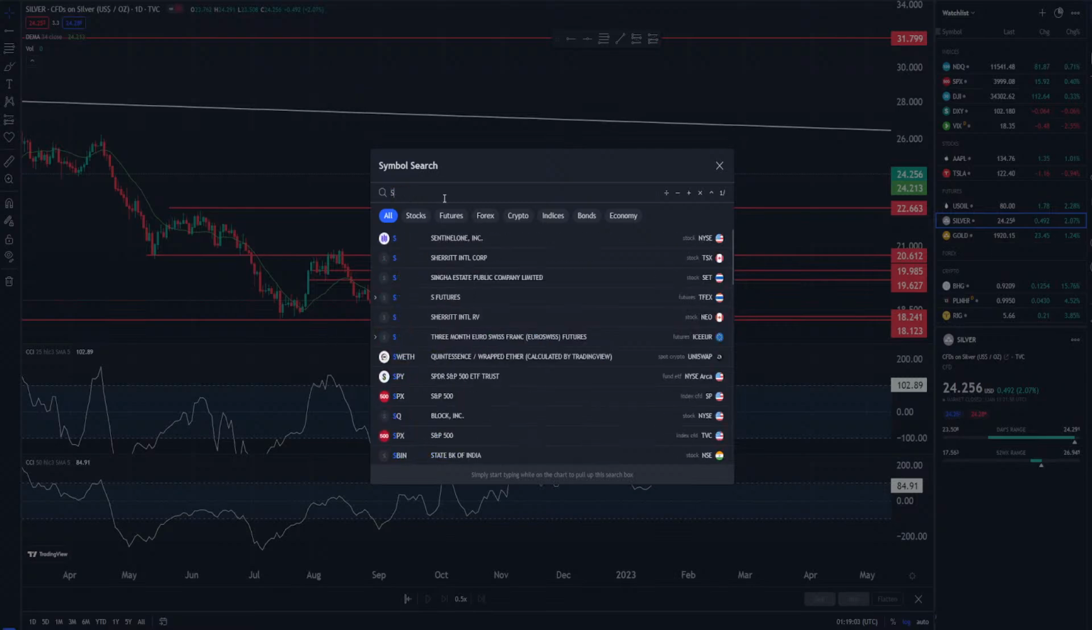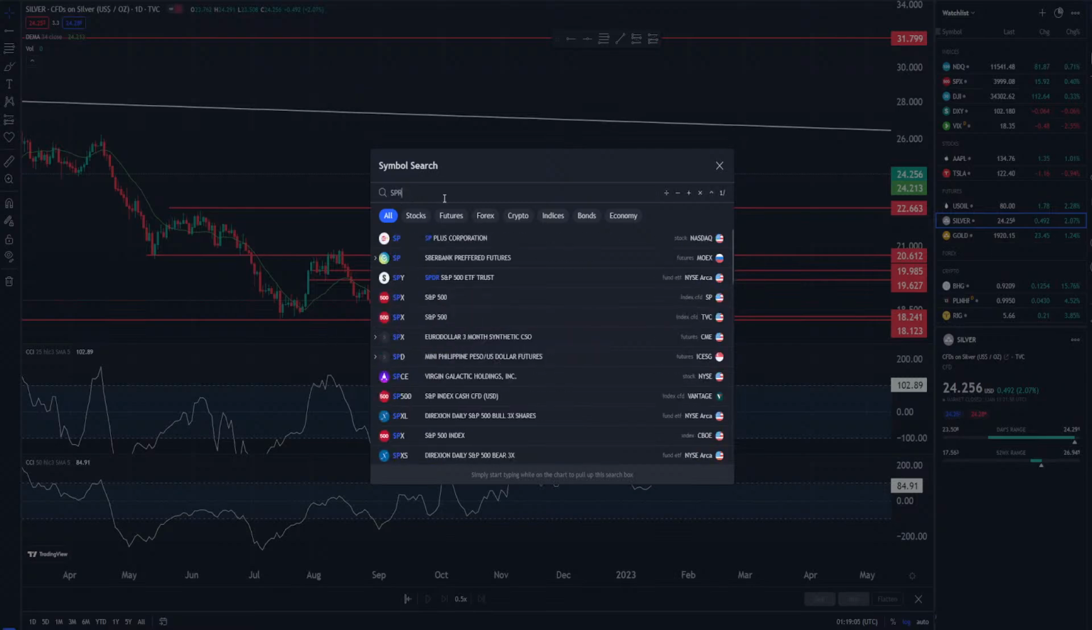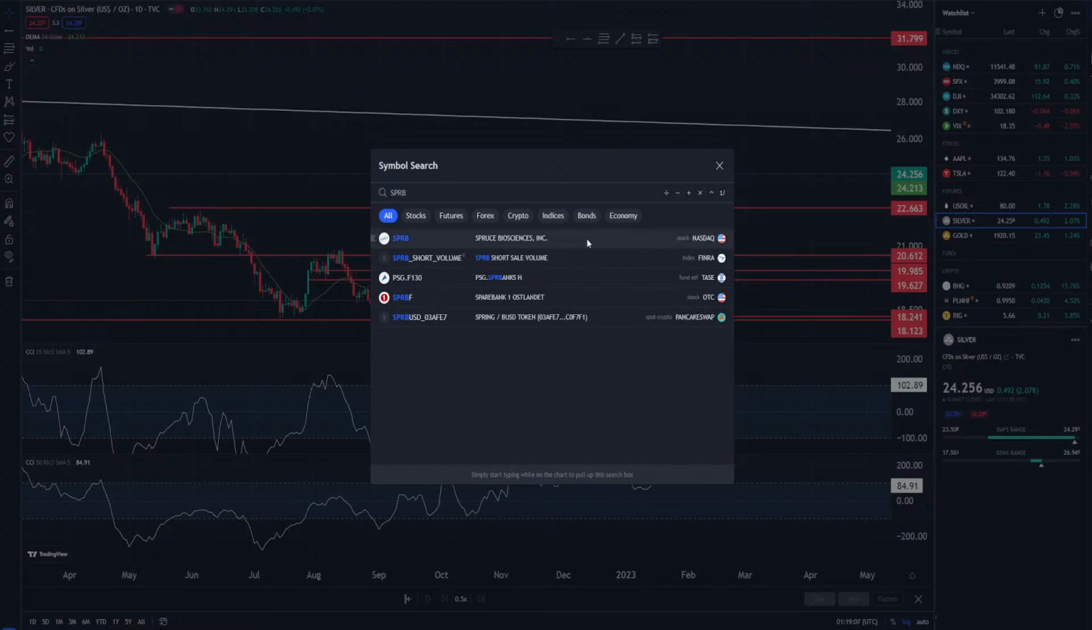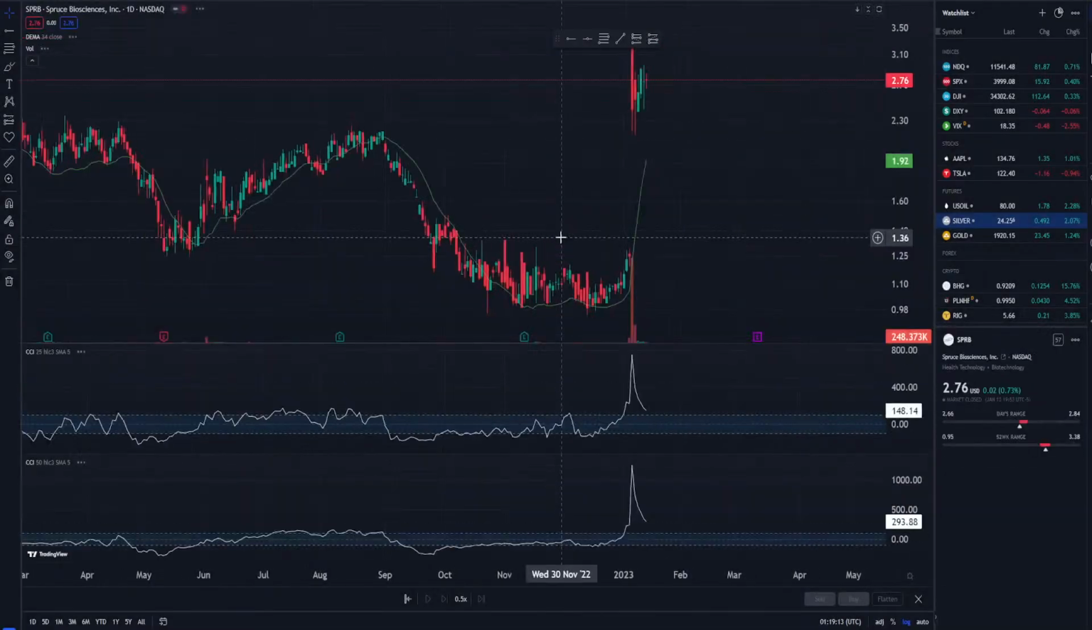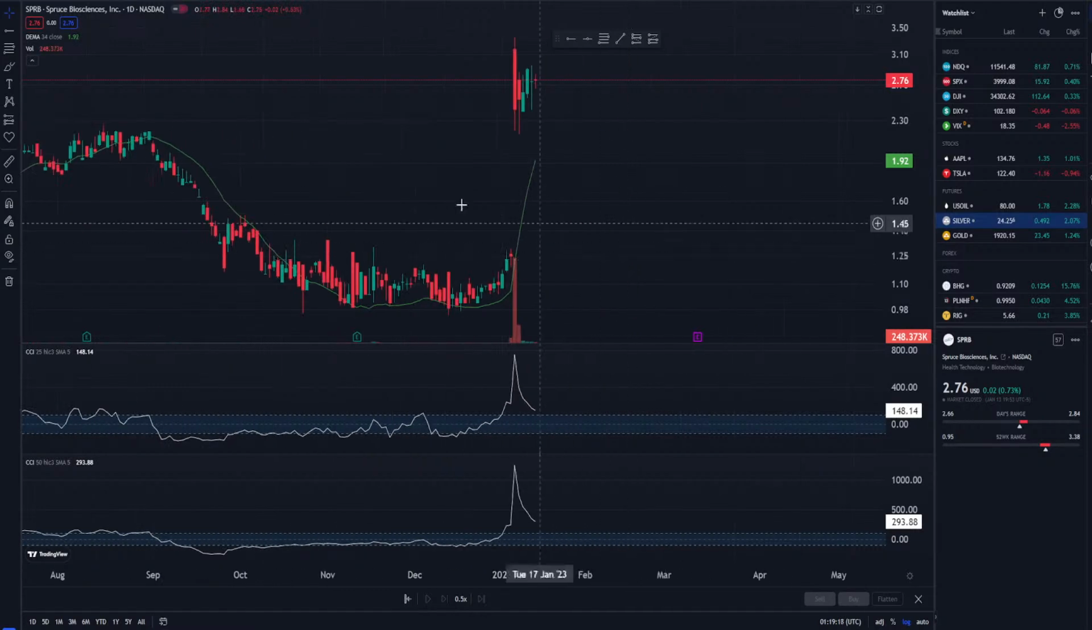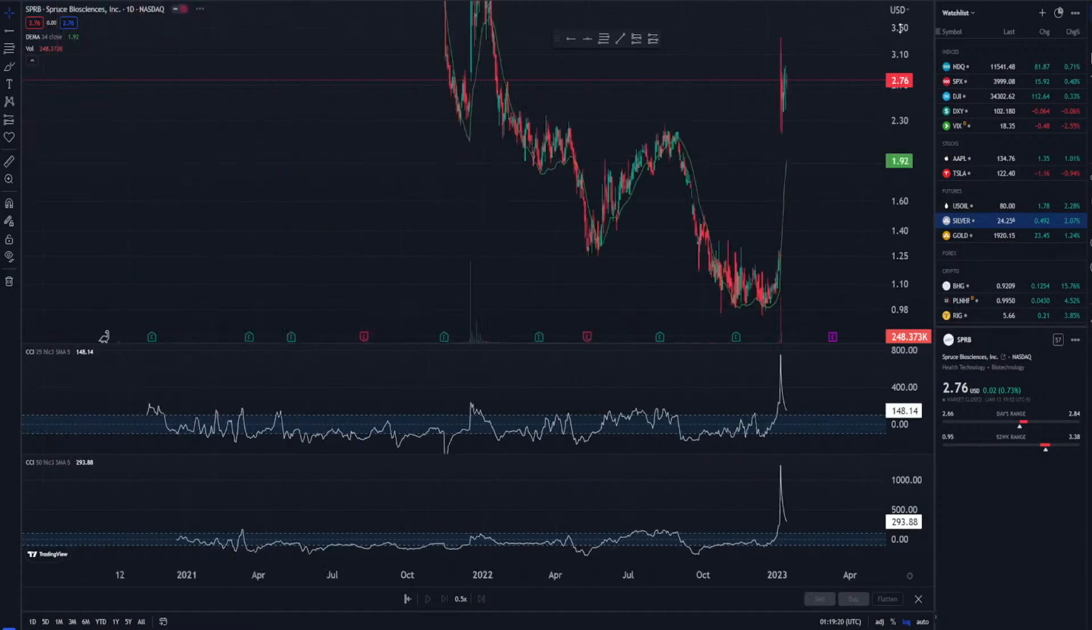SPRB. SPRB. Sprouse Bioscience. 6th of this month. Oh, I can't go into a 15-minute chart. It has to be a day chart. So you have to.